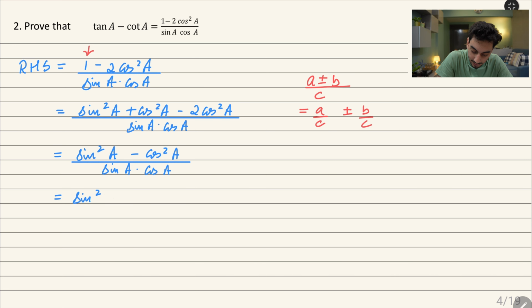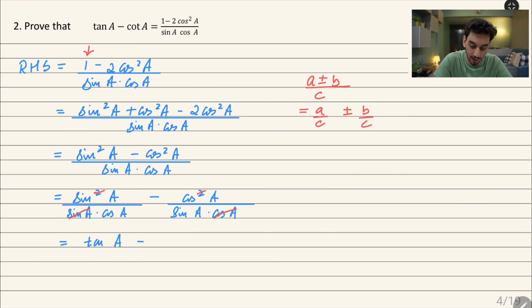Now the same thing happens over here. This thing becomes sine square A upon sine A times cos A, minus cos square A upon sine A times cos A. Now I can just cancel out one of the sine, and I can cancel out one of the cos's from here. So this just becomes sine A upon cos A, which we all know is tan A, and the other one becomes cos A upon sine A, which we all know as cot A, and that is exactly what my LHS is. This time we started from the RHS and we reached LHS.